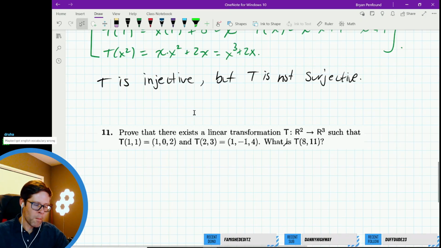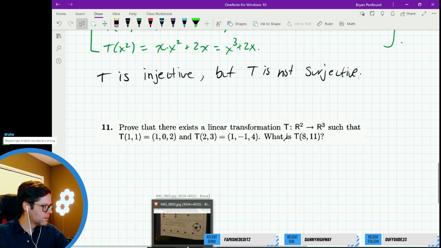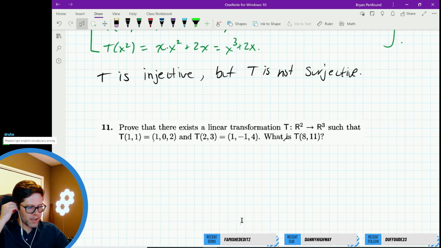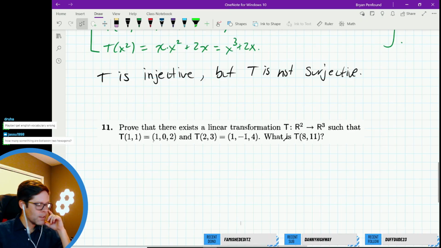There. No, I wasn't clear. I know that the transformation is going to be invertible because I know it's one-to-one. That's all. Yeah, I'm trying to figure out.